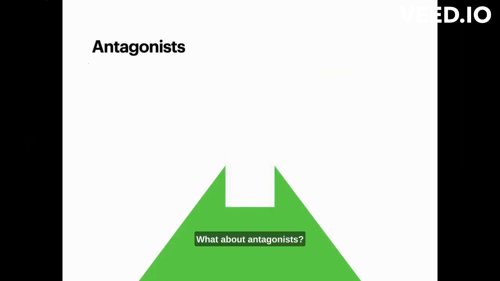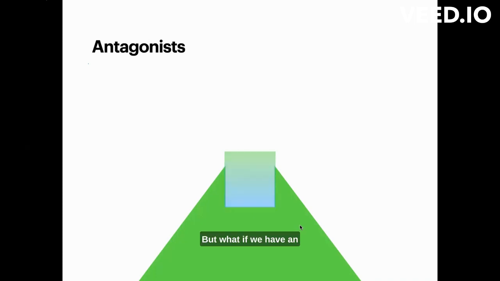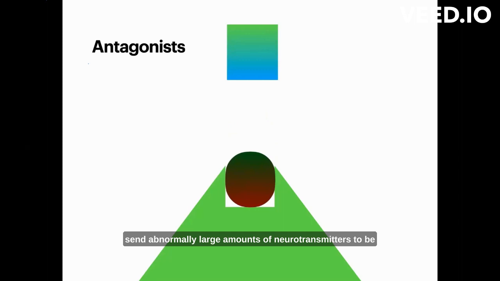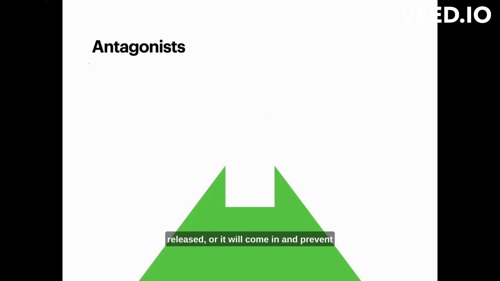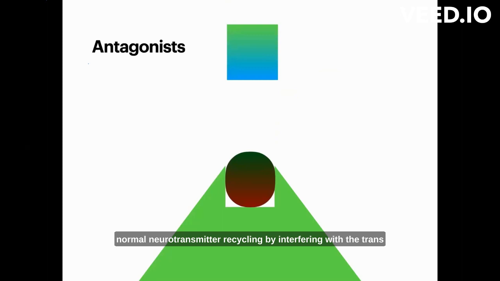What about antagonists? Well, here again, we have our normal neurotransmitter coming in and sending a signal. But what if we have an antagonist that comes in instead? The antagonist takes the spot and will either send abnormally large amounts of neurotransmitters to be released, or it will come in and prevent normal neurotransmitter recycling by interfering with the transporter and blocking the neurotransmitter from entering.